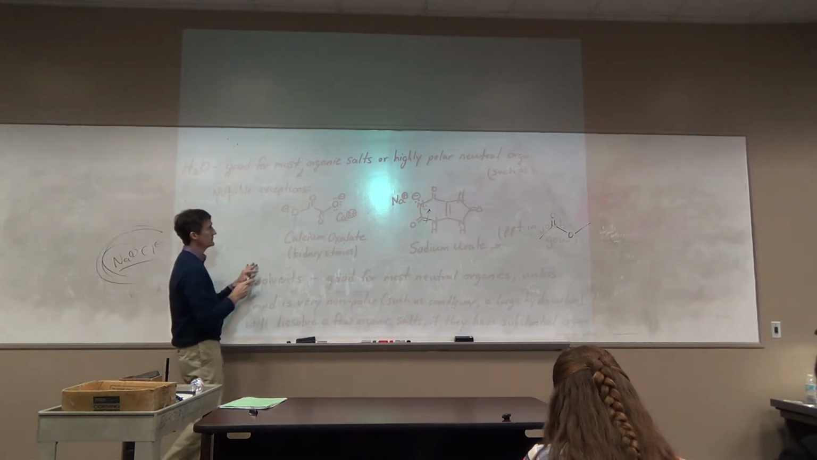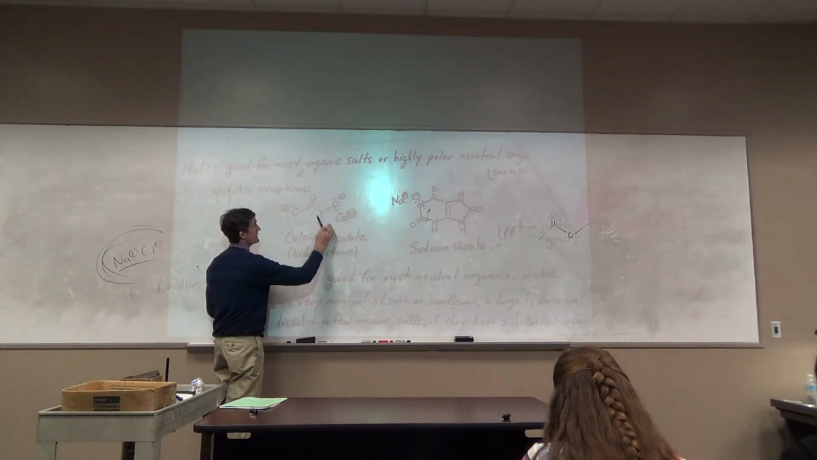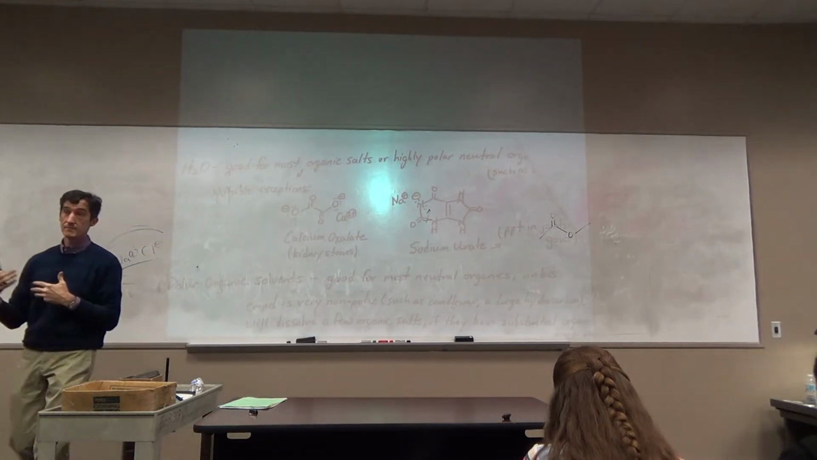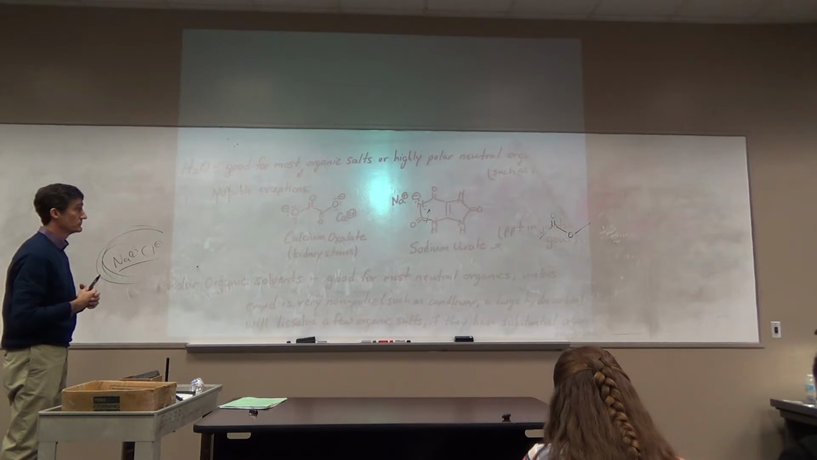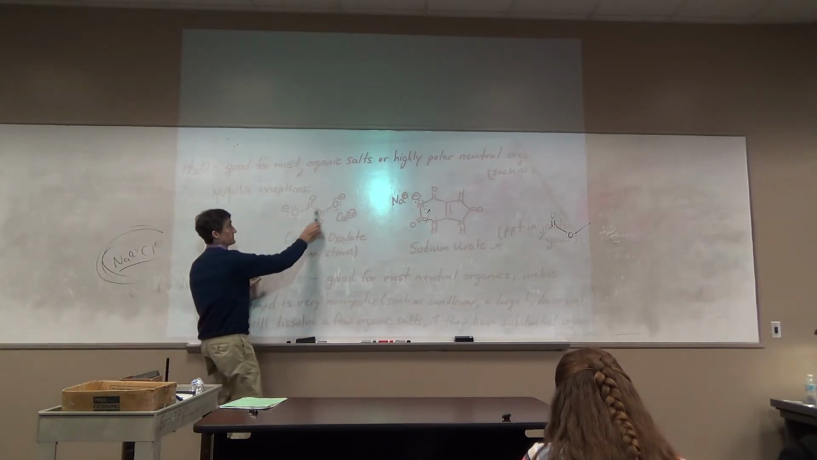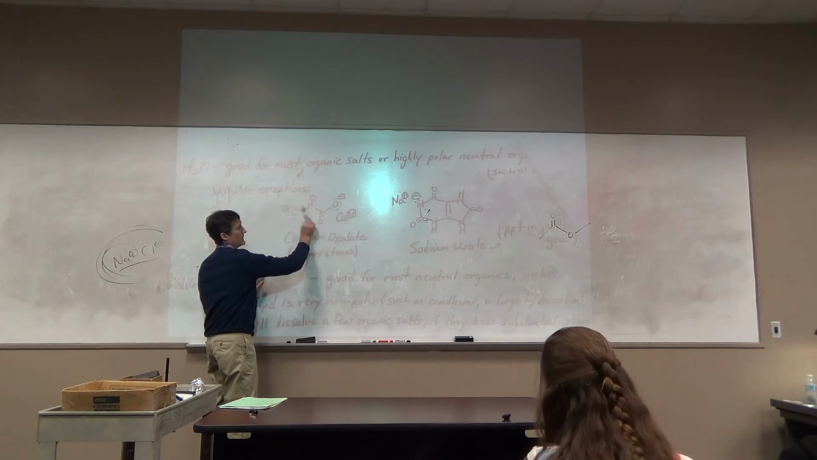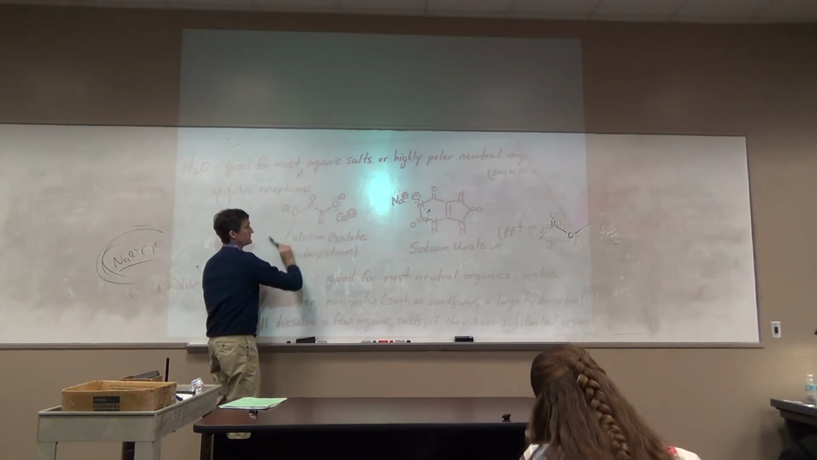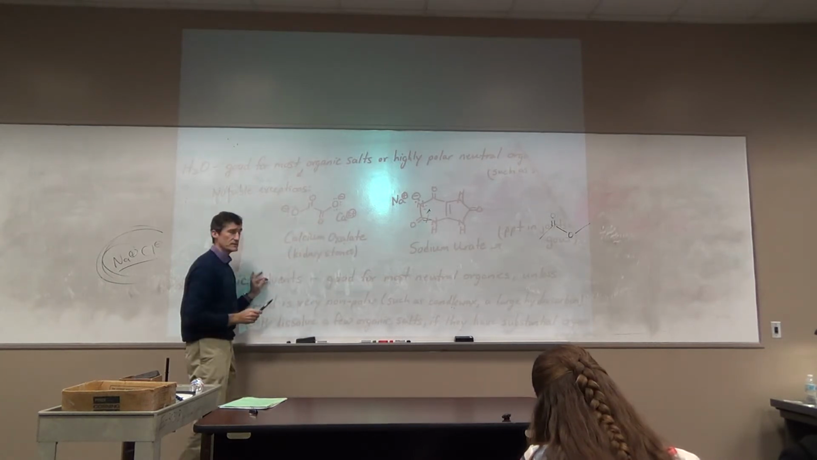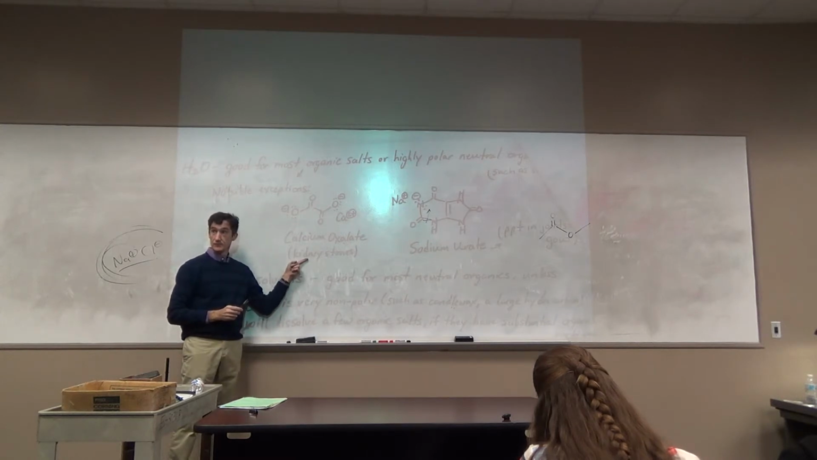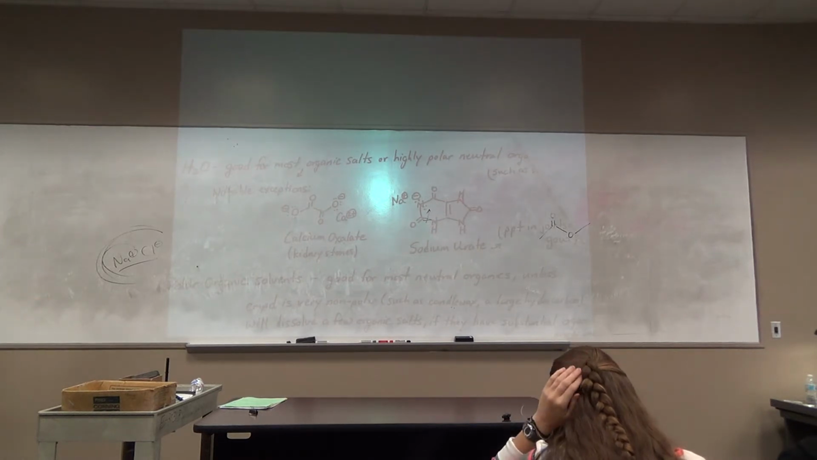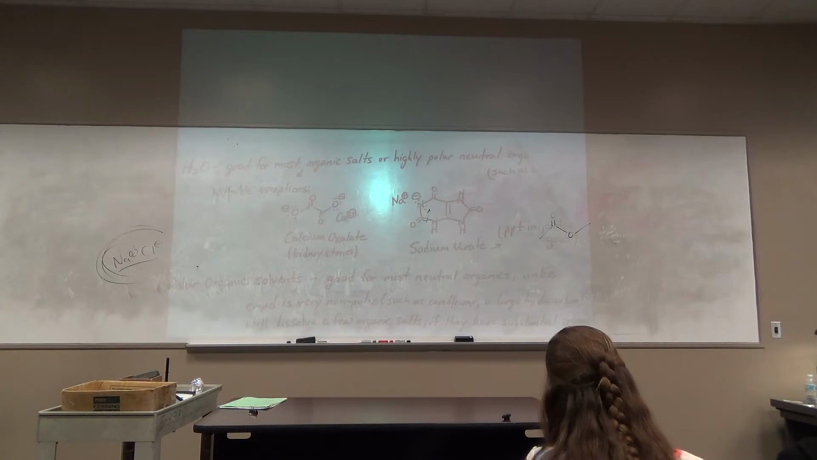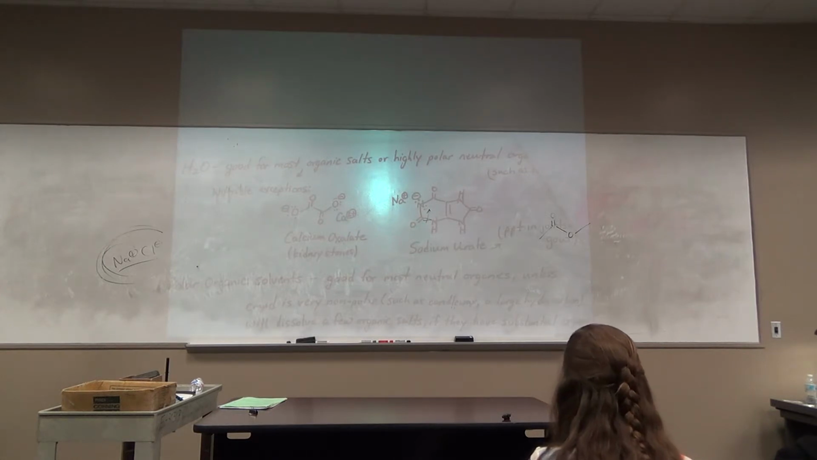Some notable exceptions. Calcium oxalate is actually not particularly soluble in water, even though it's ions. We're not going to discuss why; that'd be a long theoretical discussion. Where do we see calcium oxalate? Kidney stones. They form solids in kidneys, even though there's lots of water around. Calcium oxalate precipitates out because it's not that soluble.